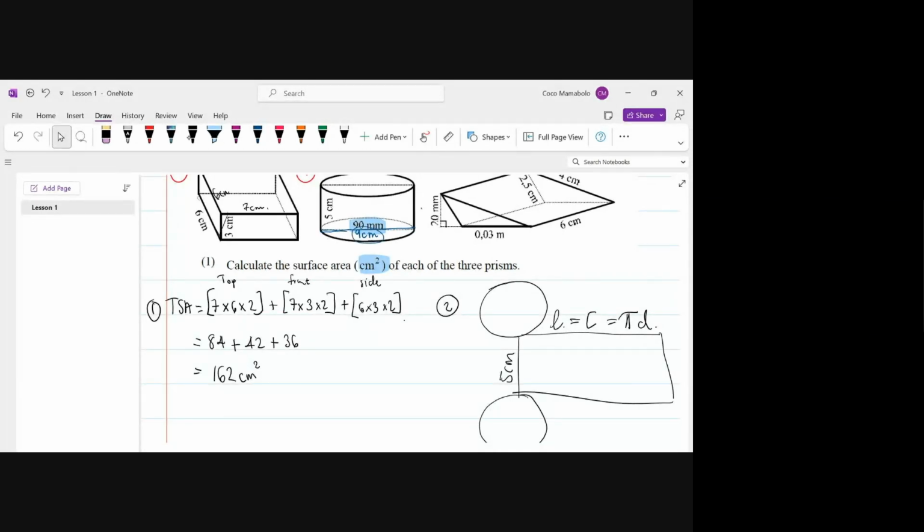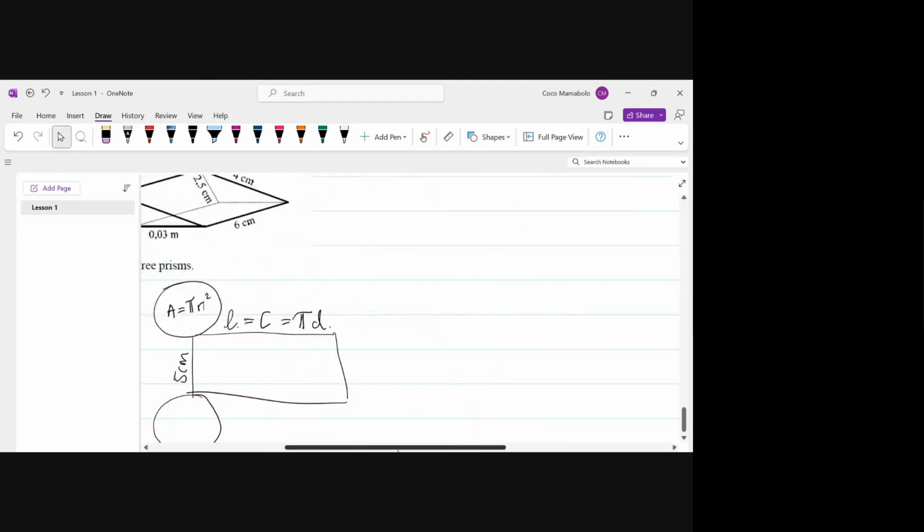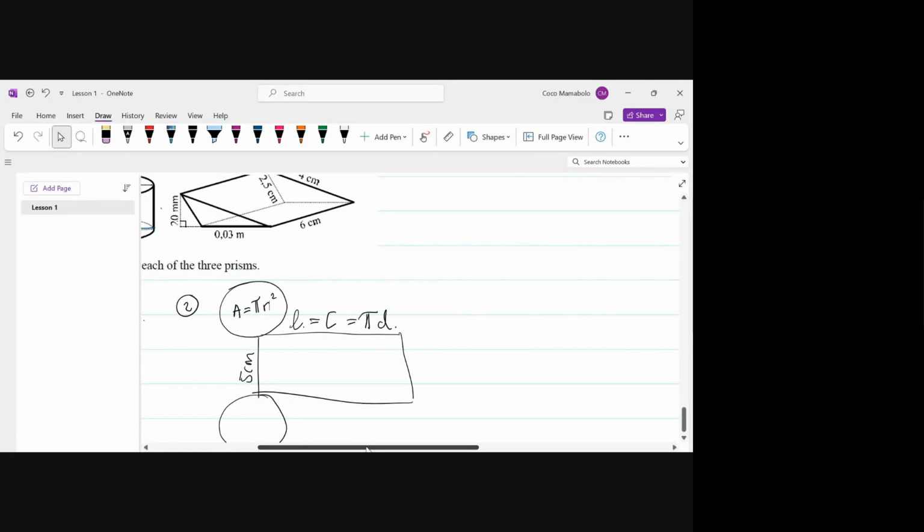But if I want to calculate the area of my two circles, I know that the formula for area is going to equal pi times the radius squared. So let's put these two together to figure out the total surface area, TSA. Sorry, I forgot to write here. Our diameter equals 9 centimeters.